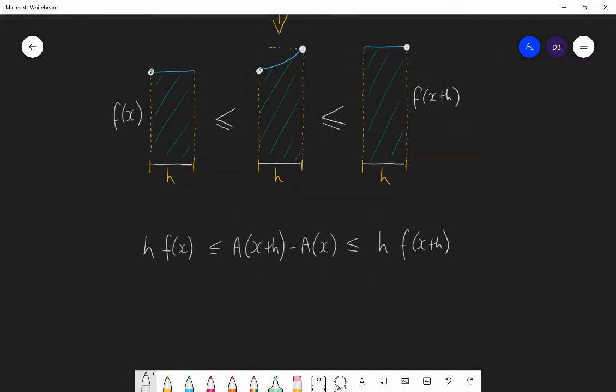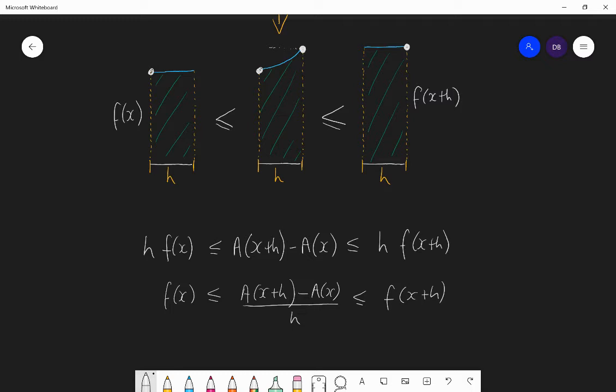So what can I do? Well, I could divide everything, all parts of this inequality, by h. I'm allowed to do that and the inequalities don't change because h is some positive value. So if I'm dividing by a positive value, the inequalities won't change directions or anything like that. So I'm going to divide by h, and this is what I get. So all three parts of this inequality will be divided by h, and then this will be true: that the value of A of x plus h minus A of x, divided by h, is between f of x and f of x plus h.